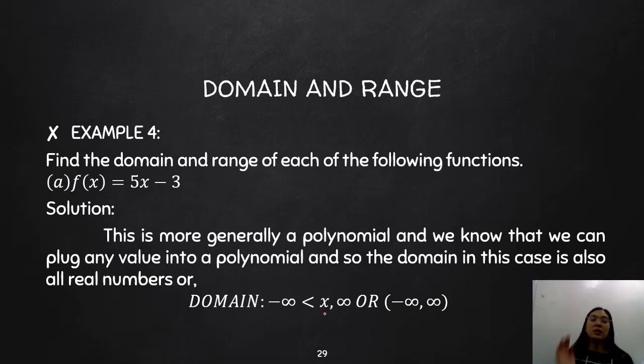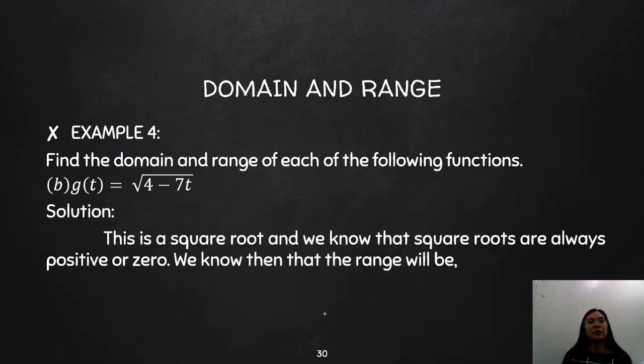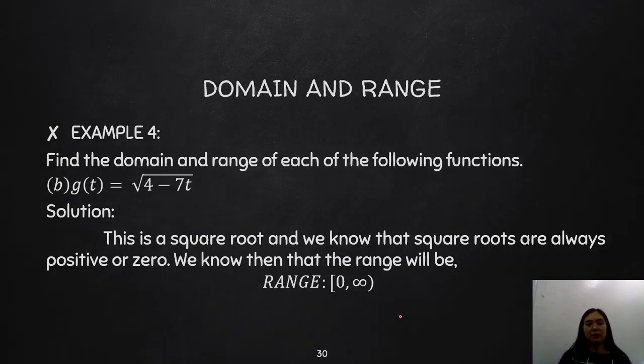But the domain and the range are not always the same, as we will take a look at in the next example. So letter B, g of t is equal to the square root of 4 minus 7t. So this is a square root, and we know that the square root is always positive or 0. Then, if we know that particular property of a square root, then the range will be from 0 to infinity. Kasi hindi siya pwedeng maging negative. So, 0 to infinity.